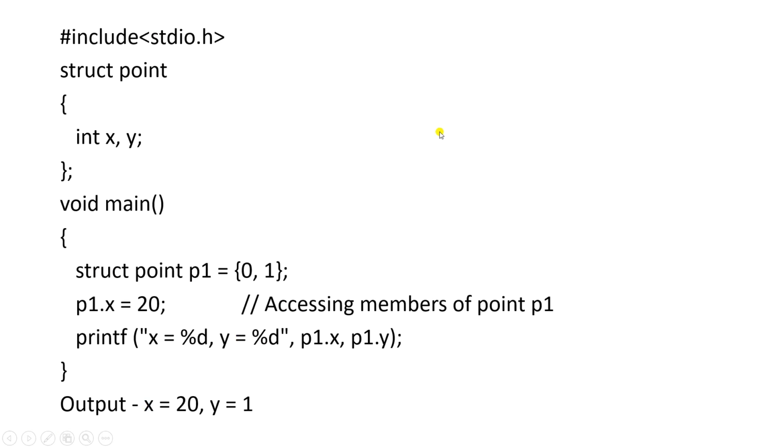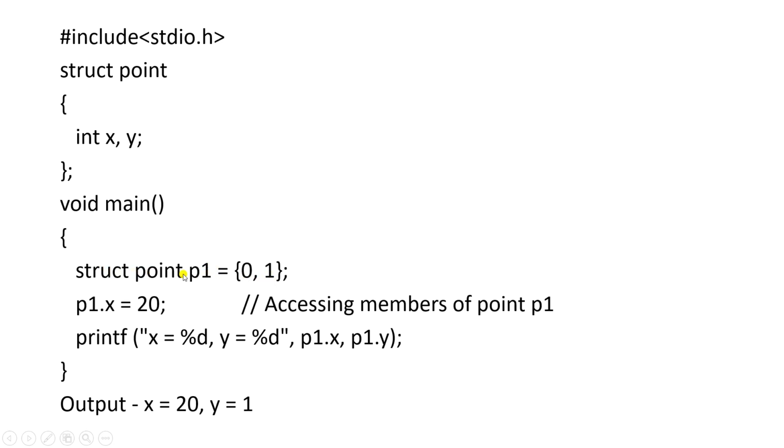Now let's see a few examples based on structures. The first one, you can just look here, you can see how you can access and print the element data. Here hash include stdio.h, struct point is the tag name of my structure, and it has 2 variables, int x and y, and then I've closed it with braces and semicolon. Now void main, open brace, then I am declaring a variable p1 of type structure point, and also I am initializing the value of those elements.